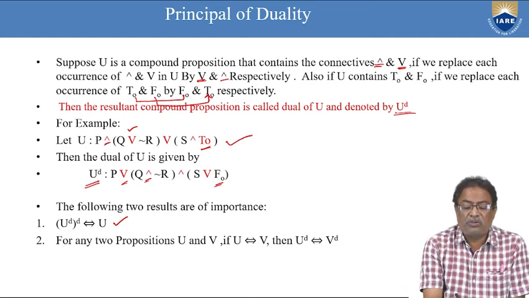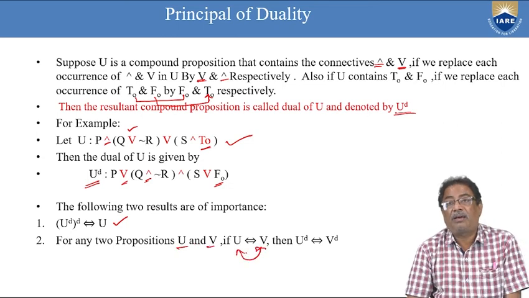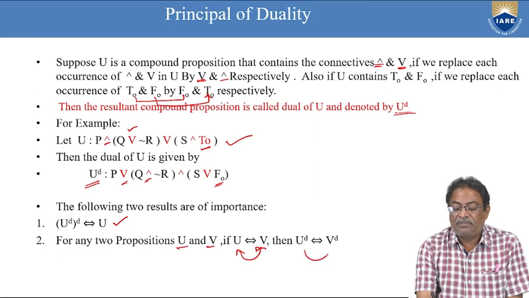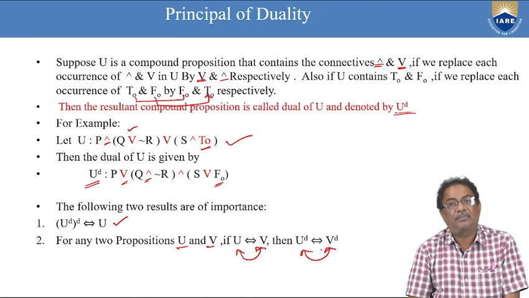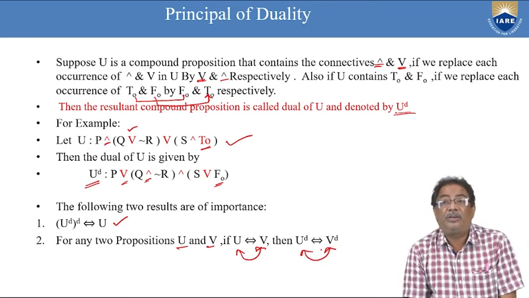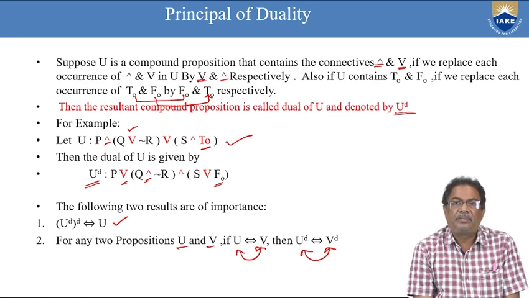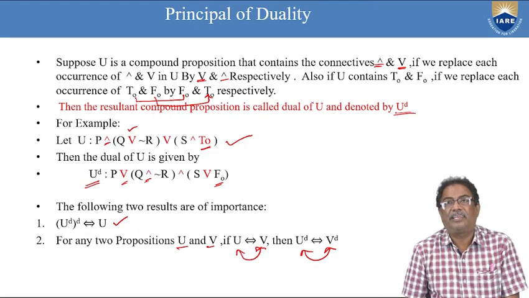For any two propositions U and V, if they are logically equivalent, then their duals are also logically equivalent. Two compound propositions that are logically equivalent, then their duals are also logically equivalent.